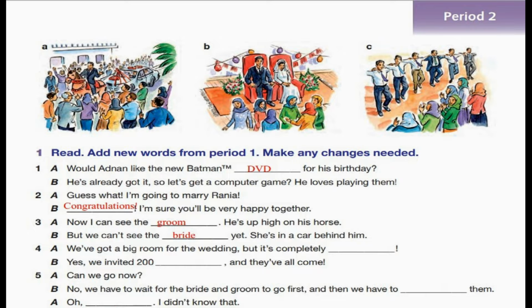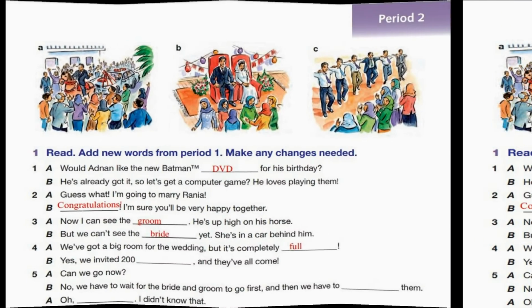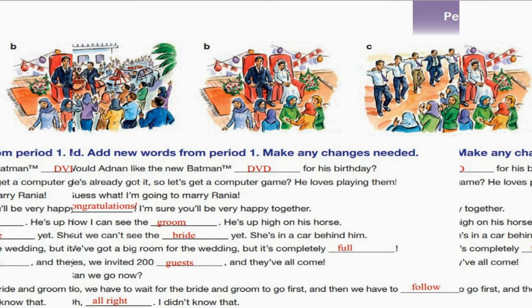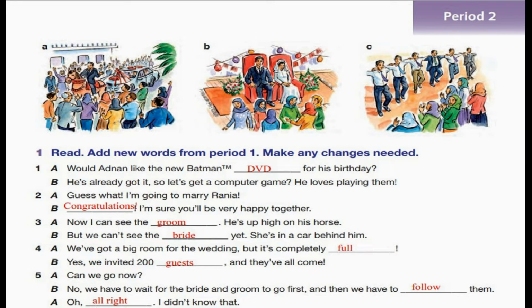4. We've got a big room for the wedding, but it's completely full. Yes, we invited 200 guests and they've all come. 5. Can we go now? No, we have to wait for the bride and groom to go first, and then we have to follow them. Oh, all right. I didn't know that.